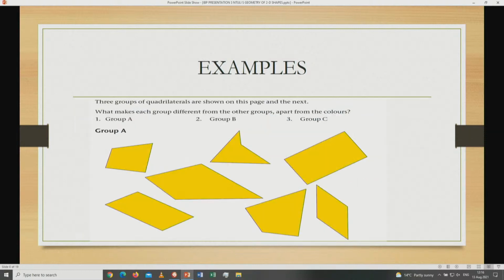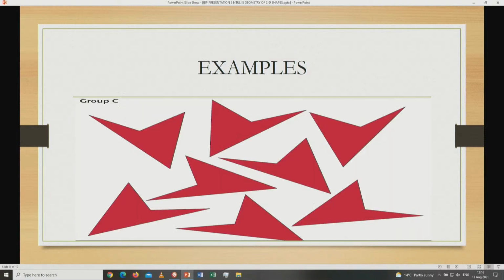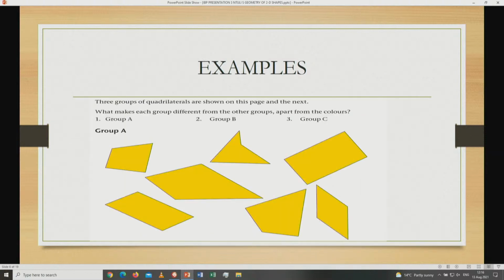Like, check, for example, in group A. Do we see something similar? Do you see something congruent? I don't know. You guys will tell me. Then group C. Here are the shapes in group C. Same size, different shapes. Same shape, same size. Congruent, similar. Right. So let me go back again.